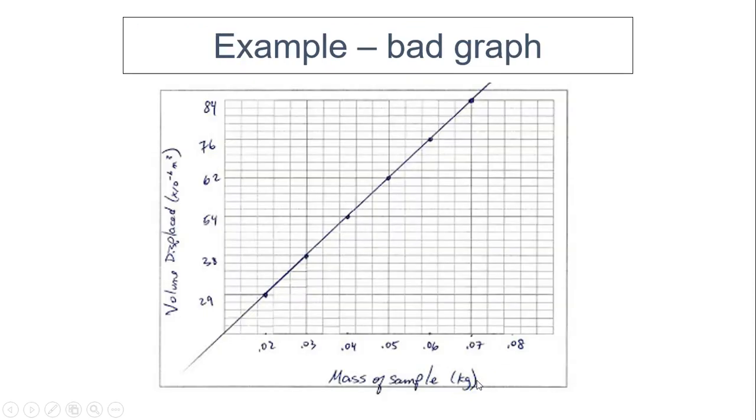Here is an example of a bad graph. What's wrong with this graph? It's the scale. Those are not linear, right? From here to here cannot be 29, then from here to here is 9 difference. Those are not linear scales.